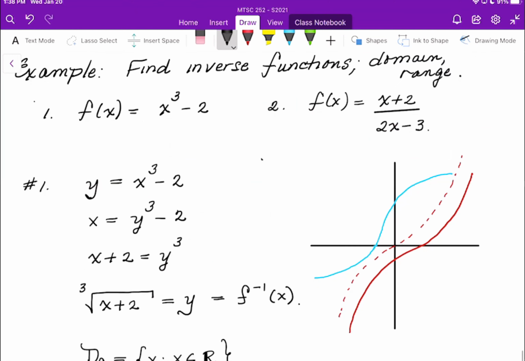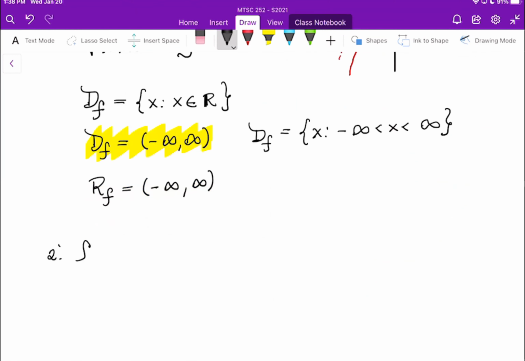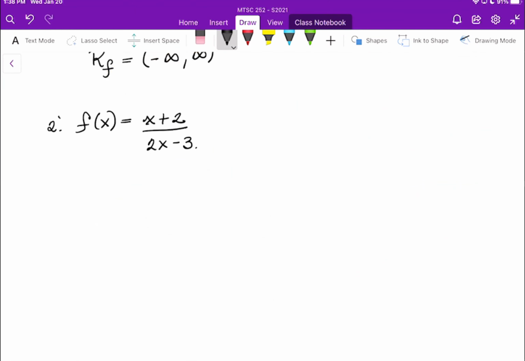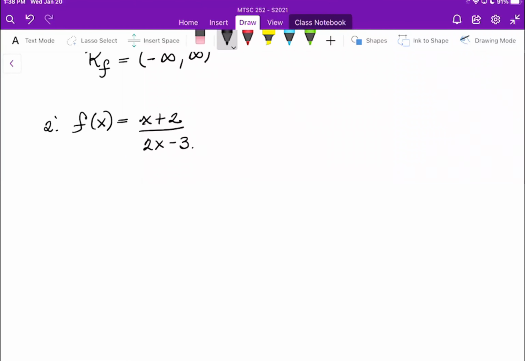x plus 2 over 2x minus 3. Okay, who wants to talk me through this one? I'll do it. Okay. So how do we start? We substitute f of x for y. Good.